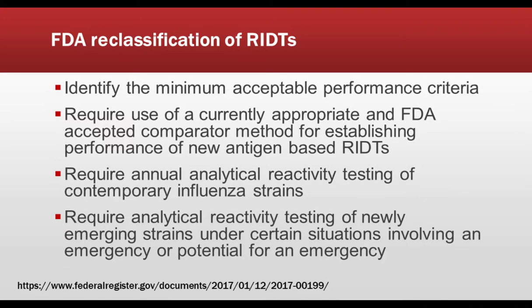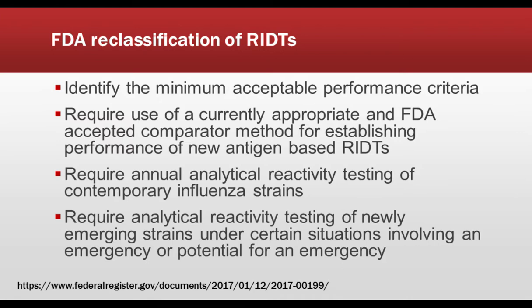And here's what the reclassification does. It identifies the minimum acceptable performance criteria, requires the use of a currently appropriate and FDA-accepted comparator method, which is going to be a molecular method, for establishing the performance of new antigen-based rapid tests. And I think also very interestingly and importantly, it requires annual analytic reactivity testing of contemporary influenza virus strains, and requires analytic reactivity testing of newly emerging strains under certain conditions.